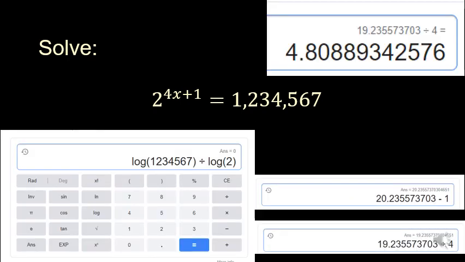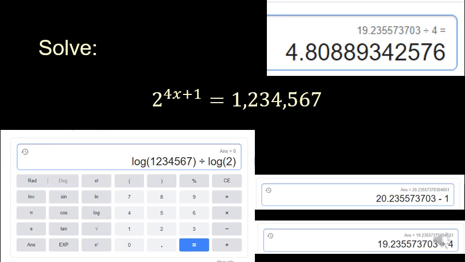So this one I again did with the calculator on Google, and you notice I just did the log of 1,234,567. Make sure those parentheses are closed, and then divided by the log of 2. And after you've done that, you need to subtract 1 to get rid of that plus 1 in the exponent. You need to divide by 4 to get rid of the 4x in the exponent. And once you've done all of that, your final answer is about 4.81. So 4.81 will be the final answer for what x has to be.